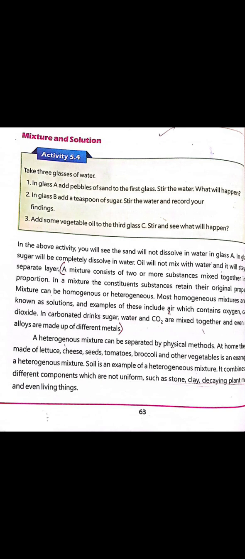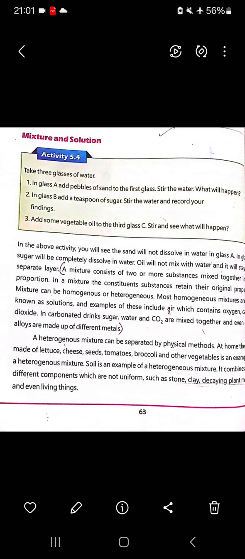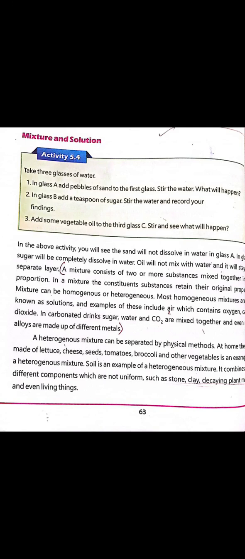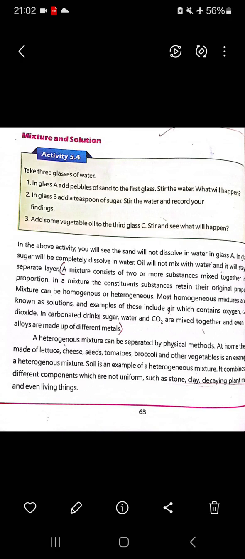Now, what is a homogeneous mixture? A homogeneous mixture is a mixture in which the substances completely dissolve in each other. An example of a homogeneous mixture is a solution. Now, what is a solution? A solution is a mixture in which the substances uniformly dissolve in each other.